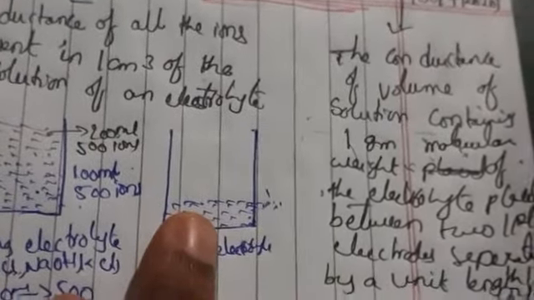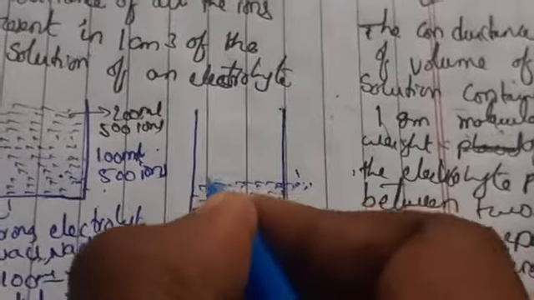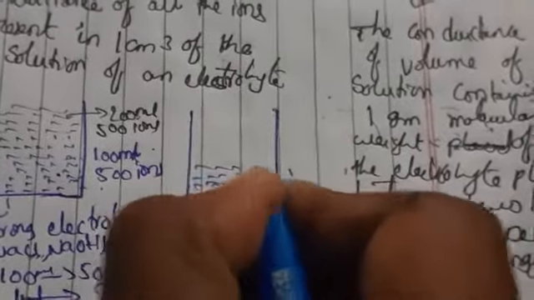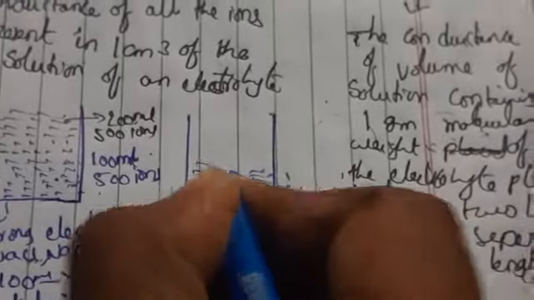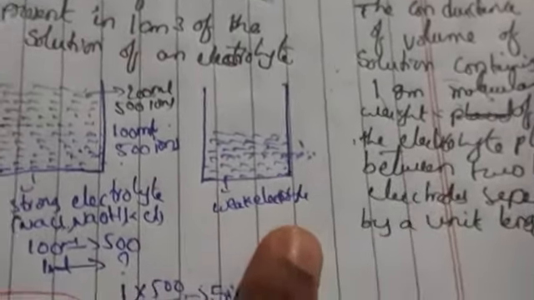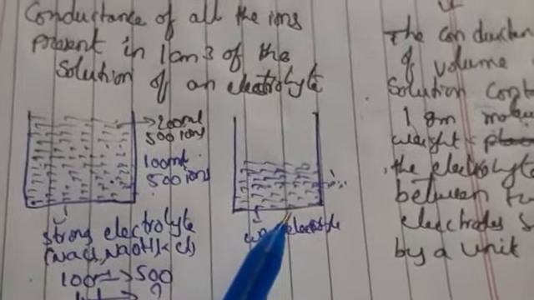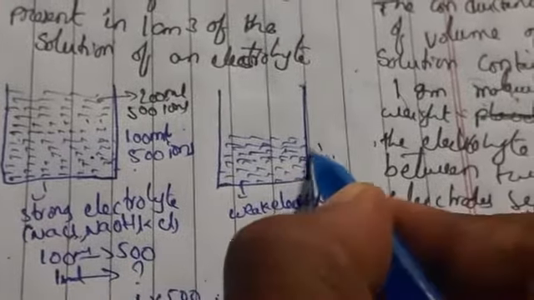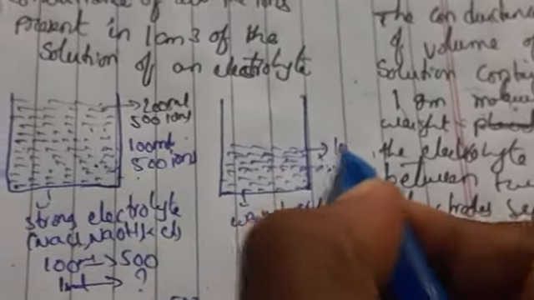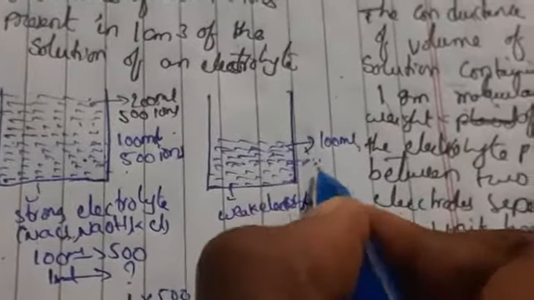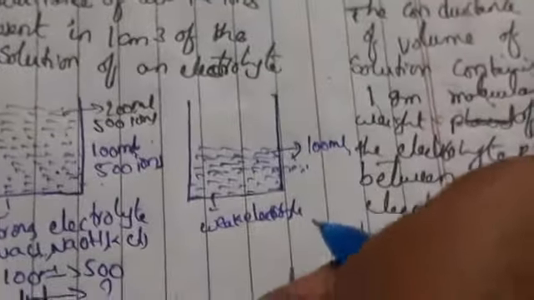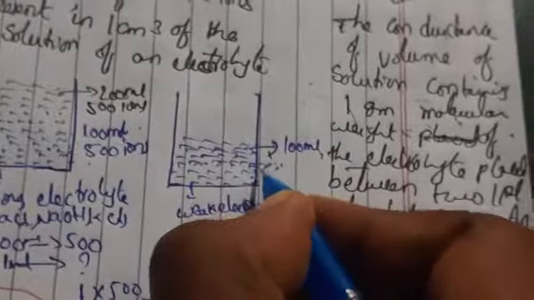So here, coming to weak electrolytes, if you have observed, in weak electrolytes, this is a 100 ml solution I have taken, and here, some 200 number of ions I have taken.